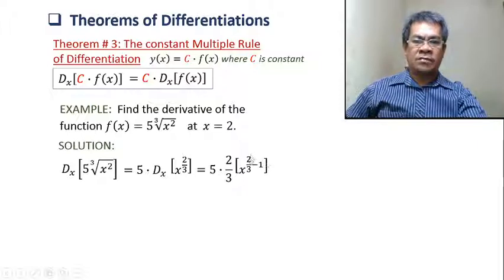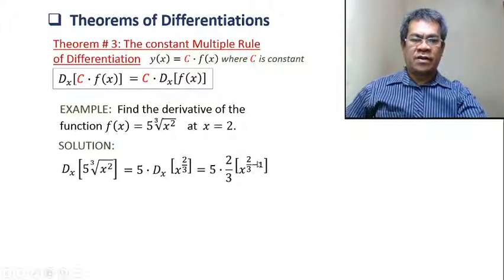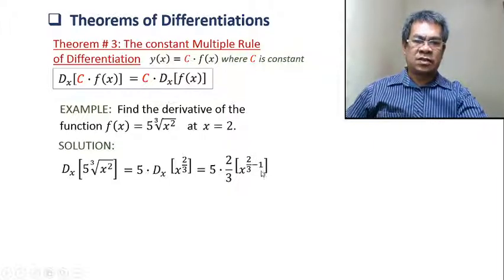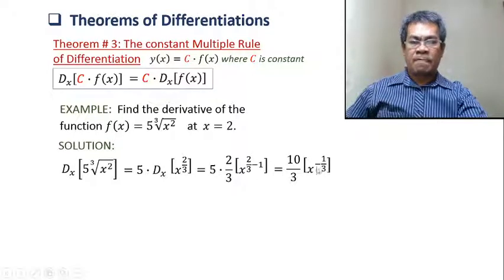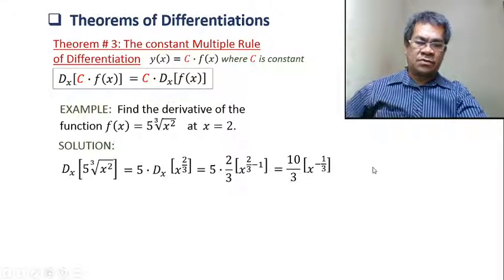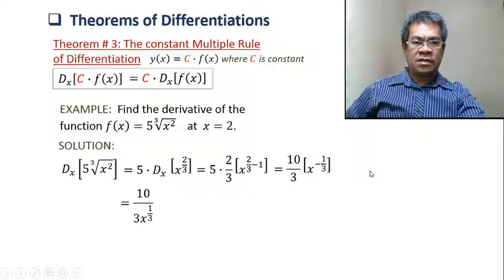subtracted by 1. Be careful with your subtraction of the fraction. So this is 2/3 and this is 1, so 2/3 minus 1 becomes negative 1/3, and 5 times 2/3 becomes 10/3. Again, there's no negative exponent, so all you have to do is put it in the denominator position. So this will become 10 over 3 times x raised to 1/3, from negative becoming positive.